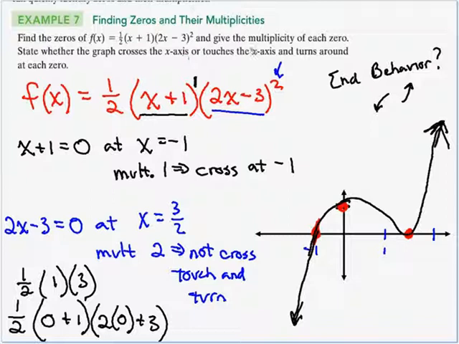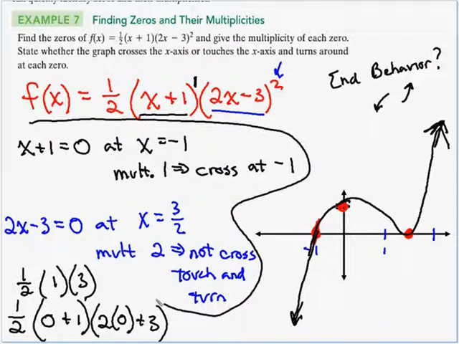And I guess we did go a little far. They didn't ask us to graph it. They only wanted this stuff. Where are the zeros, and what can we tell about the multiplicity, and does that mean we're going to cross or touch it and turn around?